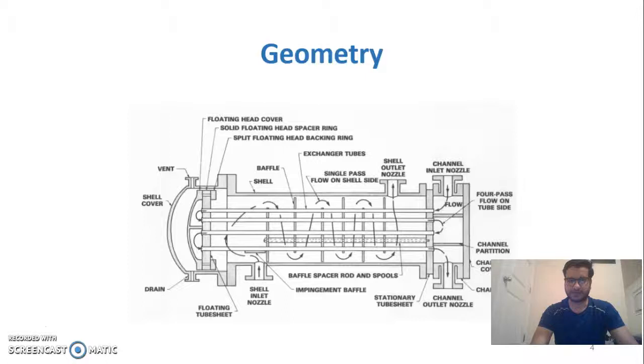There are various parts to it. As you can see, this is the inlet nozzle. The fluid flows from this throughout the tubes, and the other liquid which flows through the shell has this inlet from here. The tube outlet comes out from the channel outlet nozzle, and the outlet for the shell is right here.